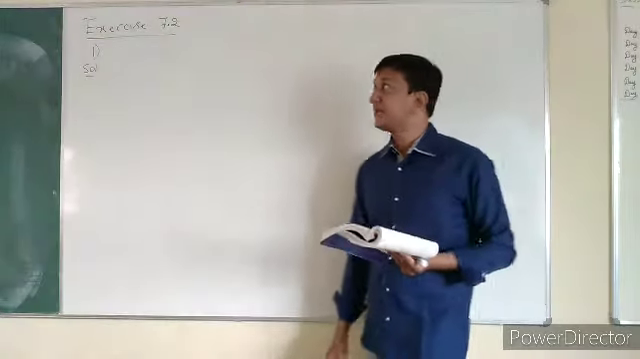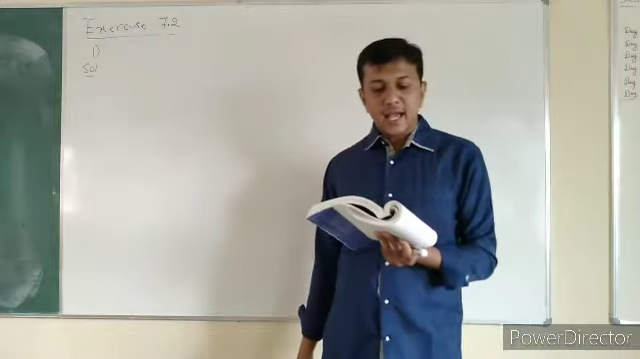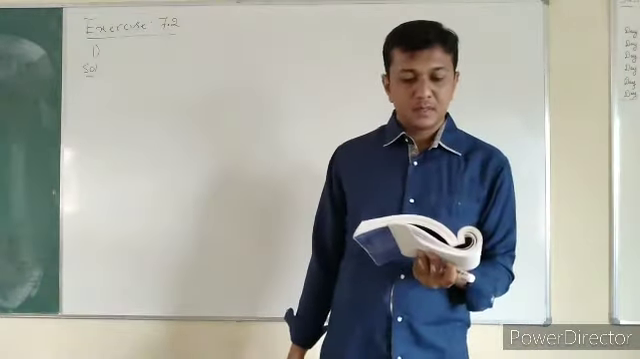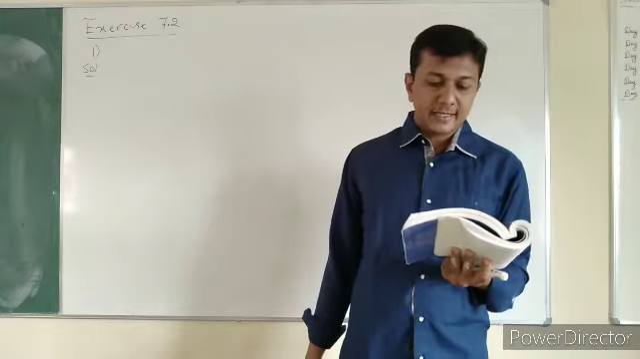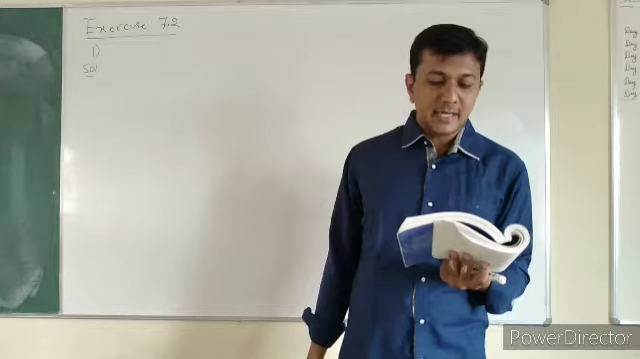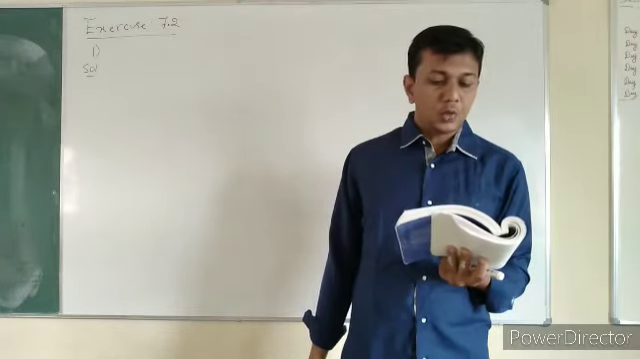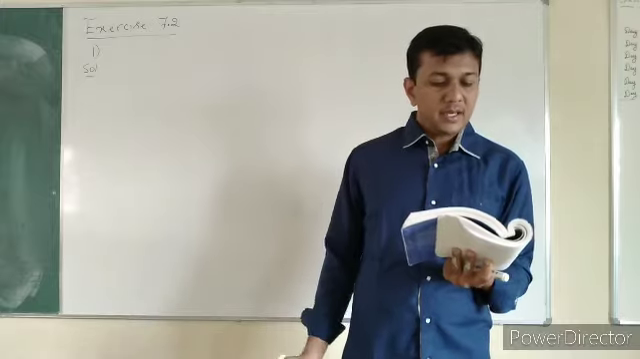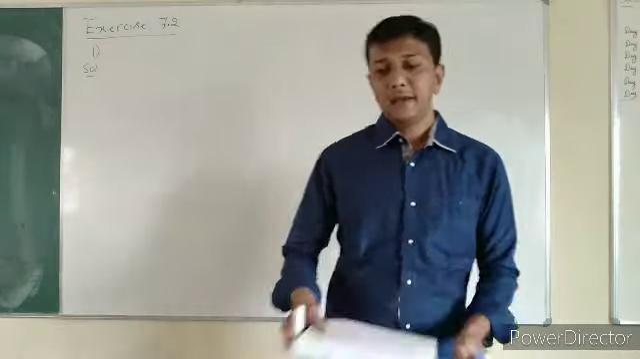So the first question in exercise 7.2 says that in an isosceles triangle ABC with AB equals AC, the bisectors of angle B and angle C intersect each other at O. Join A to O. Show that OB equals OC and AO bisects angle A.